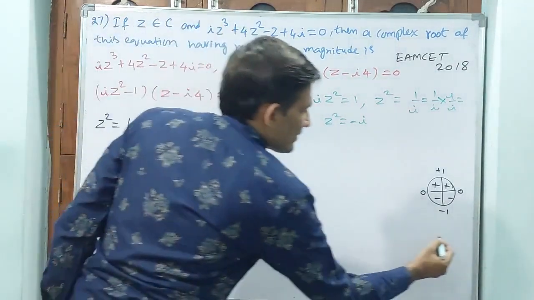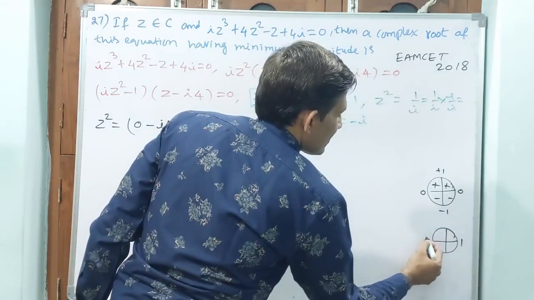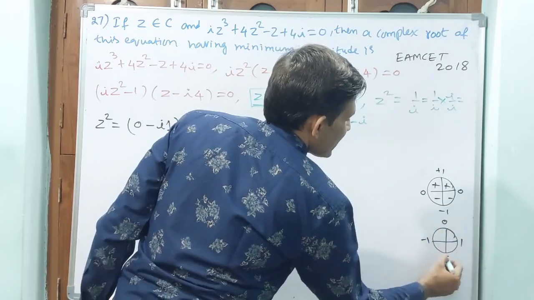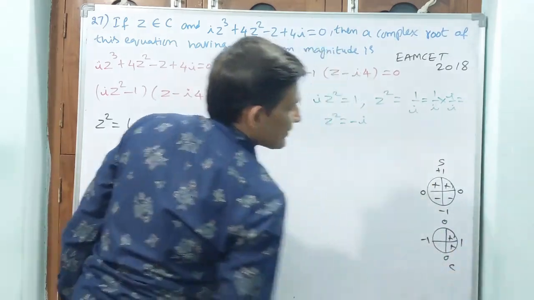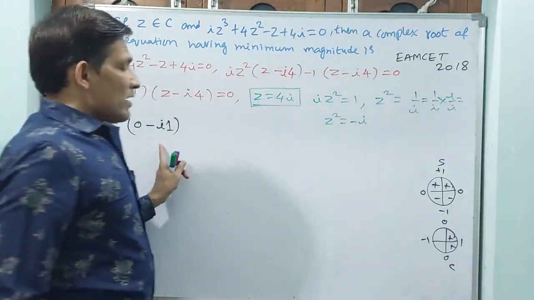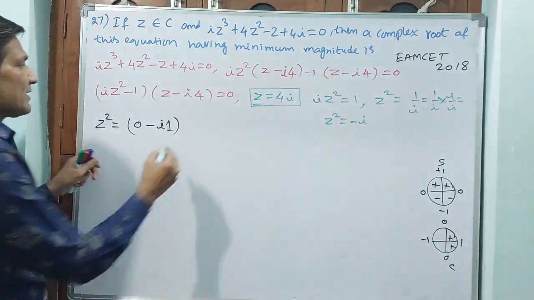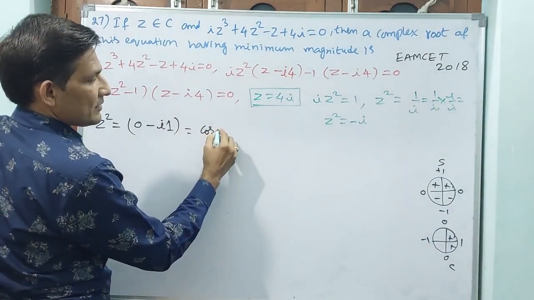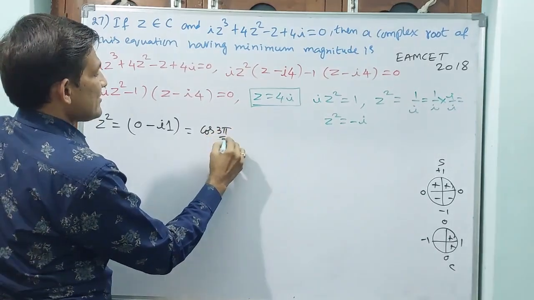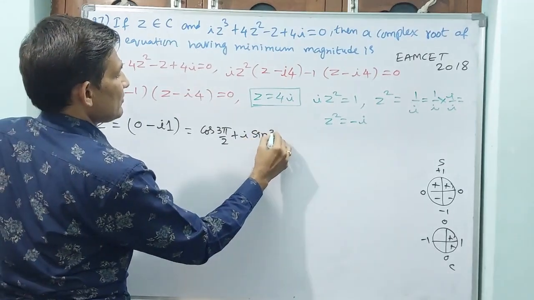Now this is for sine. Then what about cos there? Cos is 1 here and minus 1 here, but both of those areas are 0. So this is for sine, this is for cos. Where is minus 1? At 3 pi by 2, and cos at 3 pi by 2 is 0. That means we can write it like this: cos 3 pi by 2 plus i sine 3 pi by 2.